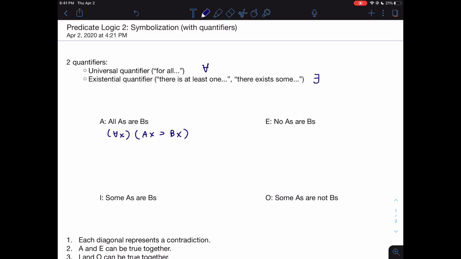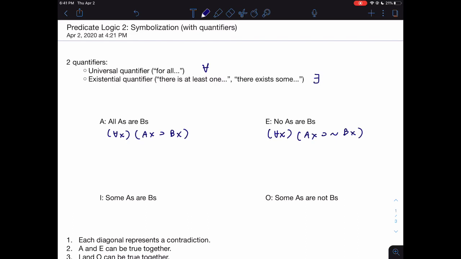Now let's consider E-type sentences, "No A's are B's." You might expect this to be the opposite of "All A's are B's," but actually it's not exactly the opposite. If it were the opposite, then we could just put a negation at the front and translate that over here. But actually how you symbolize "No A's are B's" is as follows: for all x, if x is an A, then it's not the case that x is a B. That says everything in the world that is an A is not a B, or in other words, no A's are B's. That's different from saying it's not the case that all A's are B's. And we'll see why that is in a bit.